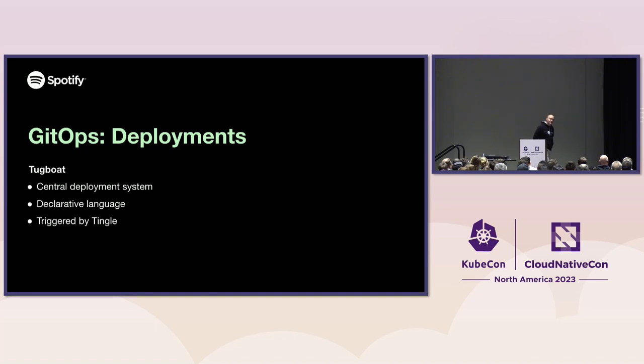So next, let's talk about deployments. Like builds, we have a central system that handles most of our deployments. And again, it has a declarative language with the desired state stored in Git. The changes are applied automatically, though in this case, by the build rather than directly from Git.